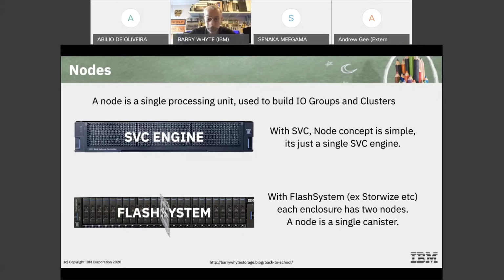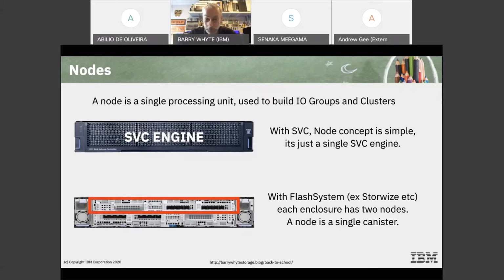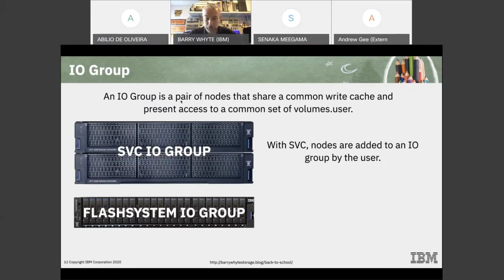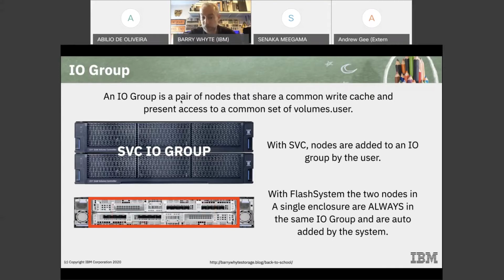With a FlashSystem, the whole system is usable, but it's made up of 2 nodes. When you buy a single FlashSystem, in the back of it are 2 canisters, and those canisters are individual nodes. When we go into an IO group, in order to build up a usable redundant pair, we have this IO group concept. With SVC, that's 2 nodes to make up an IO group, and with FlashSystem, the IO group is always the 2 nodes inside the single enclosure itself.